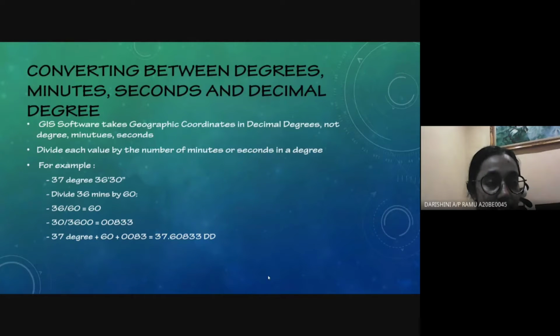Conversion between degrees, minutes, seconds, and decimal degrees. GIS software takes geographic coordinates in decimal degrees, not degrees, minutes, seconds. Divide each value by the number of minutes or seconds in a degree. For example, 37 degrees 36 minutes 30 seconds. Divide 36 minutes by 60, and we get 0.6. Then 30 divided by 3600 is equal to 0.00833. So 37 degrees plus 0.6 plus 0.00833 is equal to 37.60833 degrees.